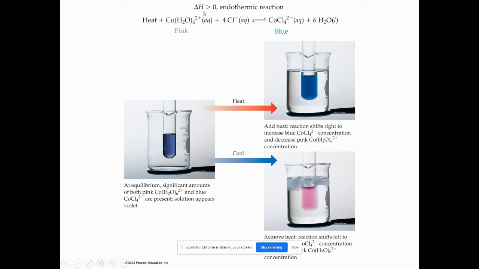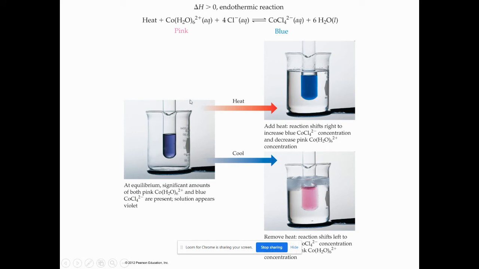Delta H is greater than 0. That means that it's endothermic. So put heat over here on the reactant side. Now this particular reaction, when the equilibrium lies on the reactant side, it's pink. When it's on the product side, depending upon the temperature, it's blue. So now at equilibrium, we have significant amounts of both pink and blue, although it looks pretty blue to me.